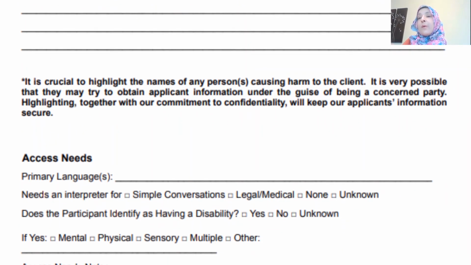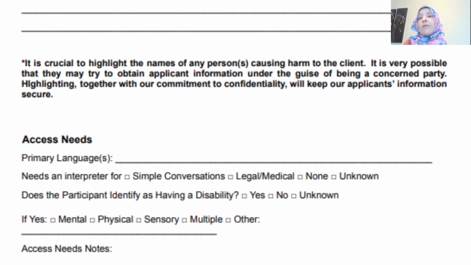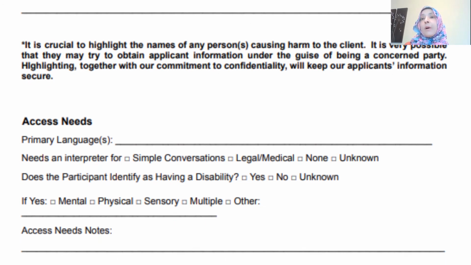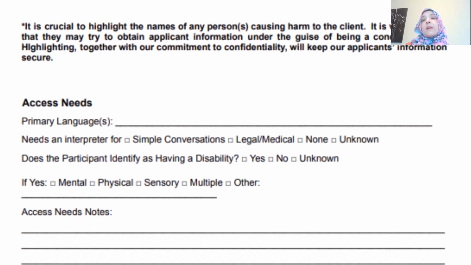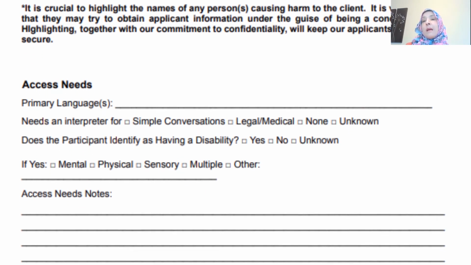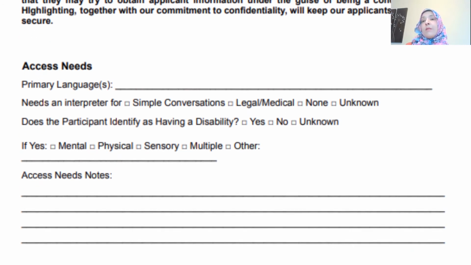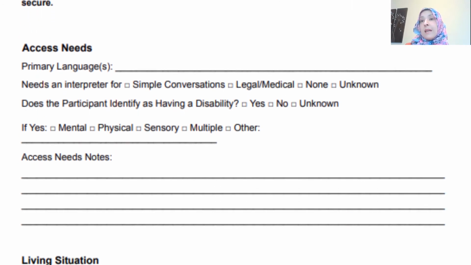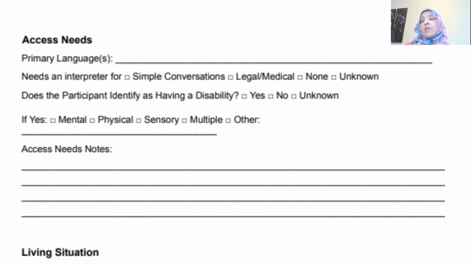Access needs. So as I mentioned, our philosophy is to empower our applicants. And that means that they should be able to understand the information that we are providing. And likewise, we should be able to understand them. So if they have access needs due to a language barrier, then it's very useful to know that. So if necessary, we can arrange for an interpreter.